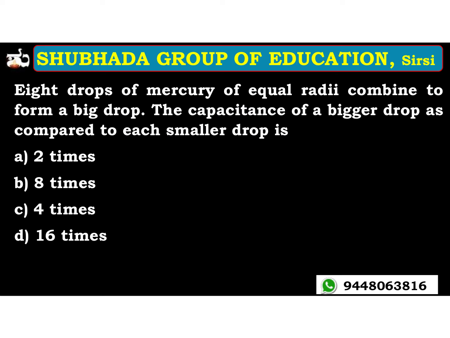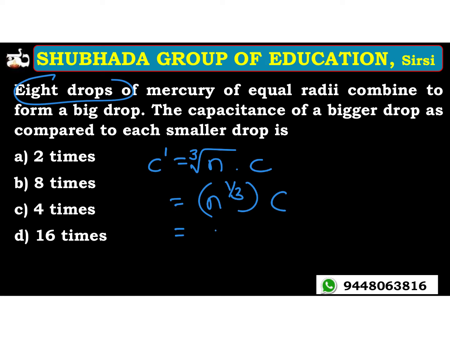Look at the next problem. It's clearly given that 8 drops of mercury of equal radii combine to form a big drop. The capacitance of the big drop as compared to each smaller drop is. This is the common type of question, and we have already discussed it during our discussion on this chapter and capacitance as well. The new capacitance C must be equal to the number of drops under cube root times the initial capacitance. This is also equal to n to the power of 1 by 3 times C. That's the reason why the capacitance of the bigger drop is equal to, so here it is clearly given that 8 drops are given.